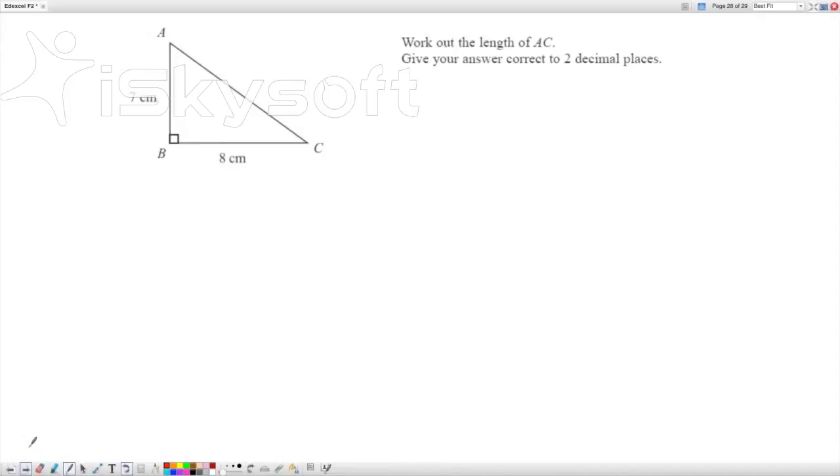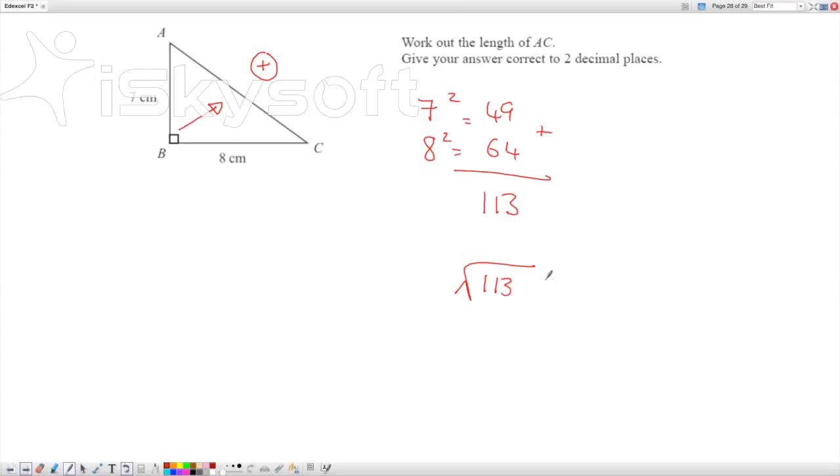Now this question is about Pythagoras. We need to work out the length AC. This is our right angle, draw an arrow across. We're finding the hypotenuse, so we will be adding. We take 7 squared, 8 squared. 7 squared is 49, 8 squared is 64. Add, 113. Square root 113.